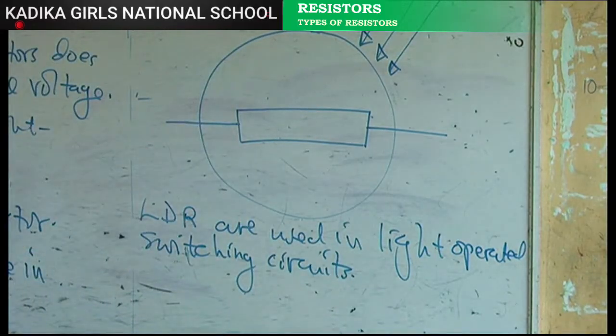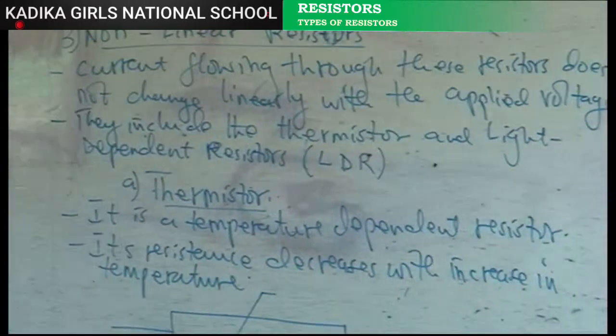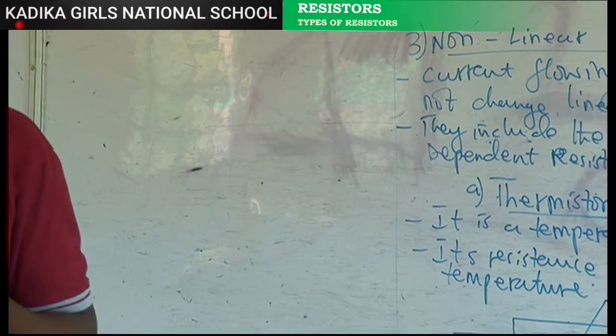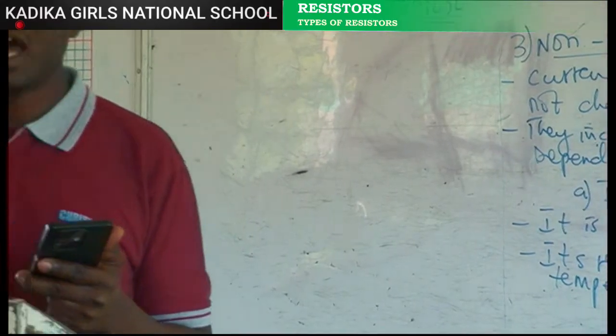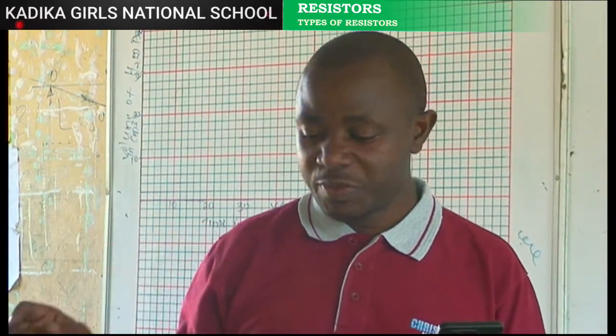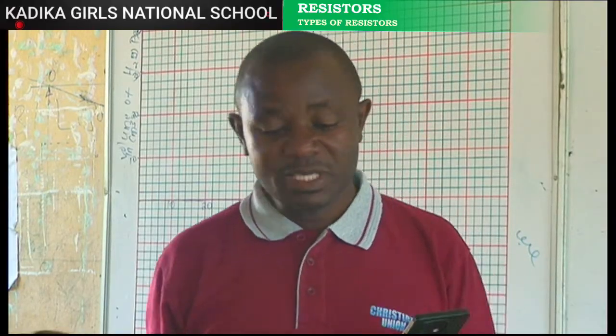So class, those are the types of resistors that we have: the fixed resistor, the variable resistor, and the nonlinear resistors. That is what we have in that particular case. Having talked about that, we can now look at measurement of resistance. But I would like to stop at that point because of time. Maybe we will discuss it in our next class, in our next lesson. But get to understand that for now we have talked about resistors.